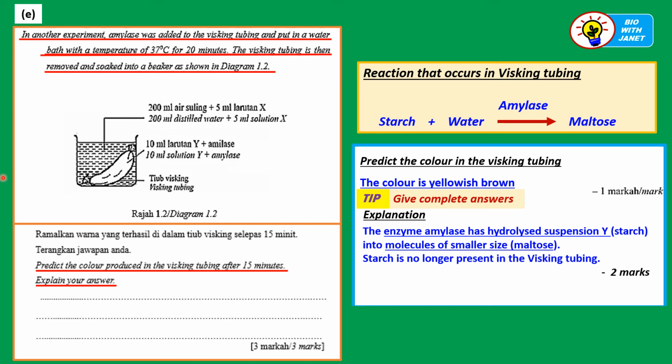So that's all for this lesson, and I hope that you have gained some useful knowledge from it, and also improved your technique of answering paper 3 questions.